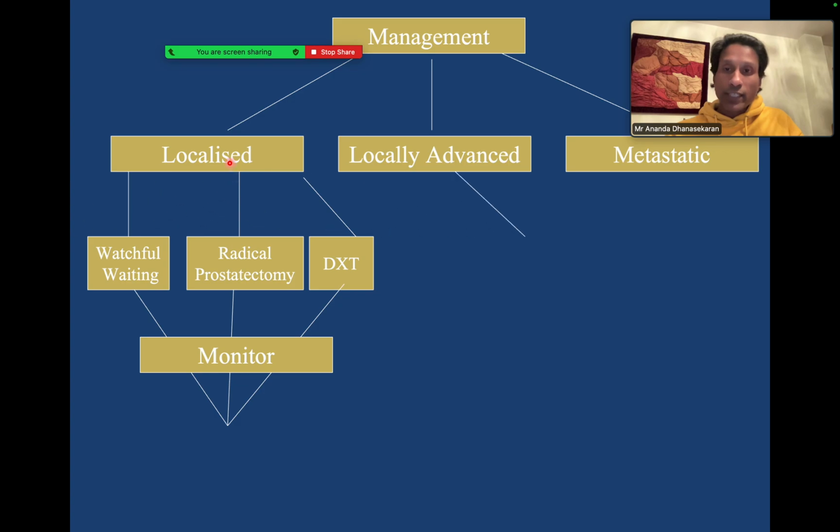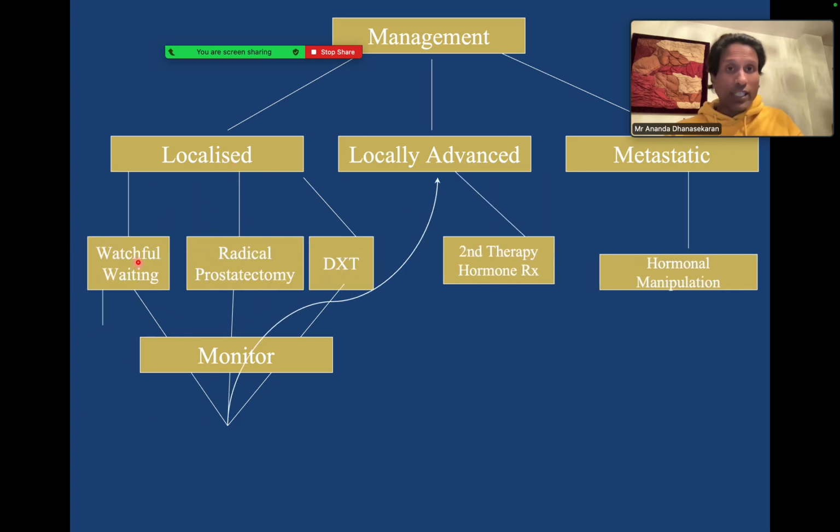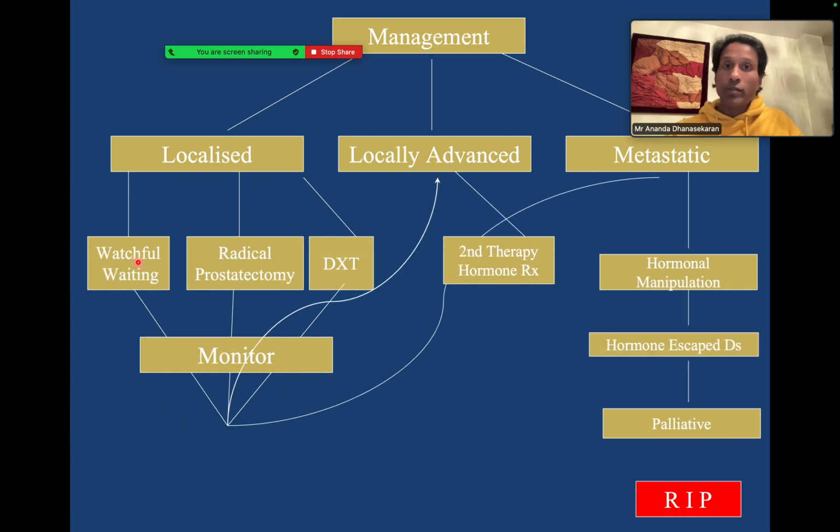If it is a localized cancer, we can keep an eye on it if the patient is quite old, fragile, frail, not fit for surgery, or we can go for surgery or radiotherapy. So after these things, we will monitor the patient for the rest of their life. If it's locally advanced, some patients are still suitable for surgery, but mostly they will go for hormone treatment. Why hormone treatment in prostate cancer?